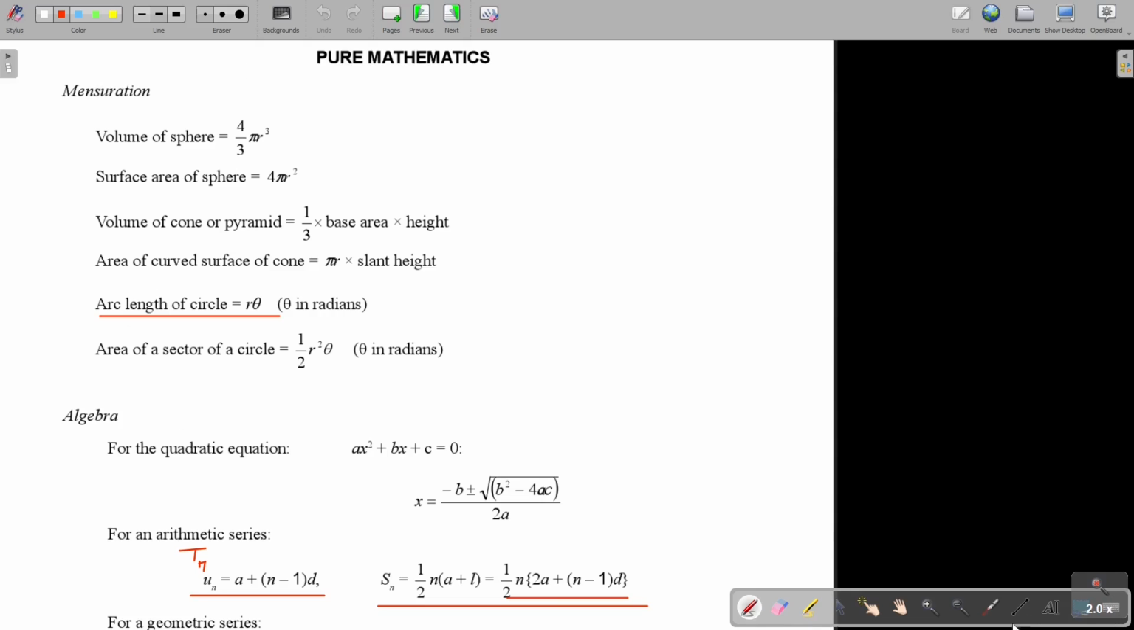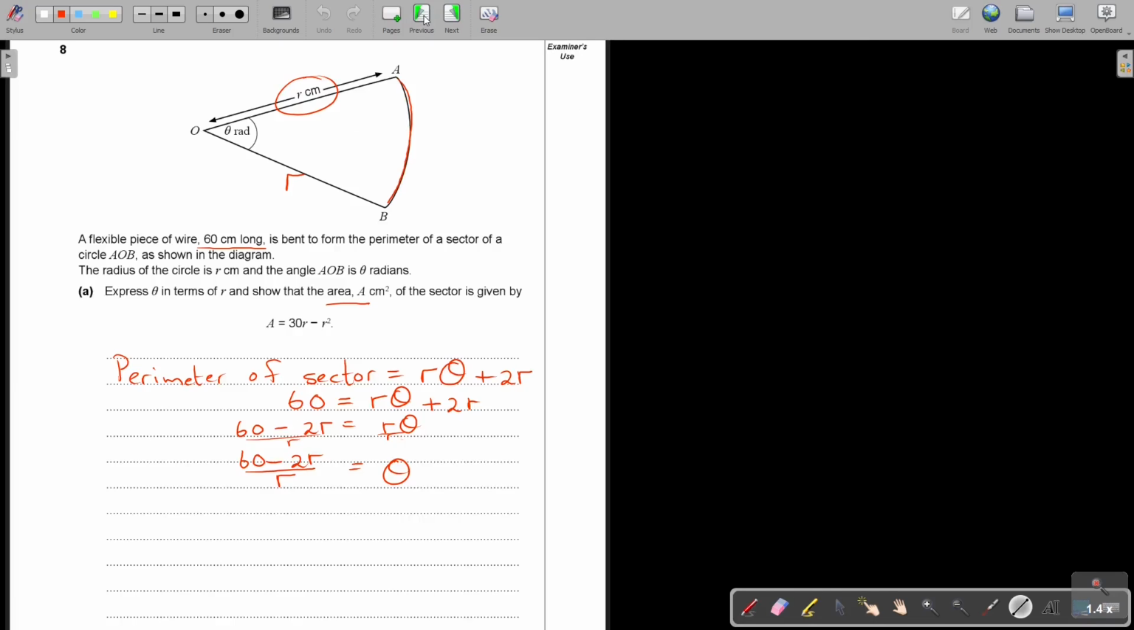Okay, so there was the area. The area of a sector was a half r squared theta. So if you didn't memorize it, just go to your formula sheet. Okay, so basically, now the area of the sector is going to be a half r squared theta.